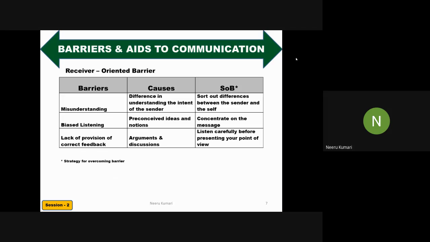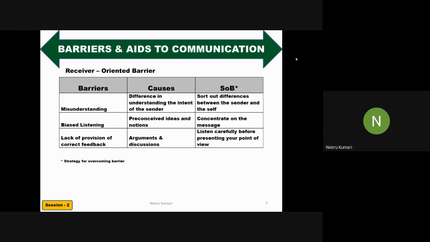Misunderstanding. This is a common thing. Whatever you said, the person could not understand because of the misunderstanding, and due to which the person could not act accordingly. So these sort of barriers can be eliminated by the sender to the receiver, by reassuring, by reconfirming.